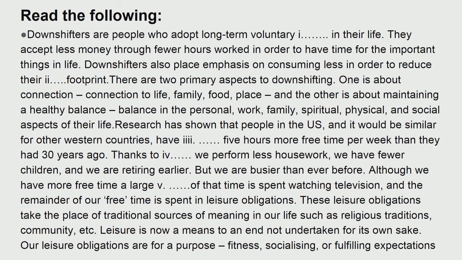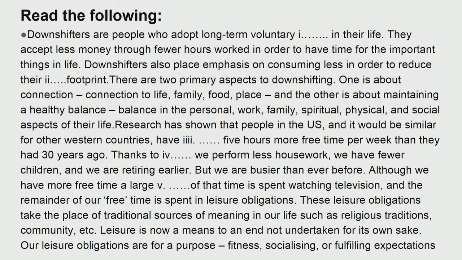One is about connection to life, family, food, place, and the other is about maintaining a healthy balance in the personal, work, family, spiritual, physical and social aspects of their life. Research has shown that people in the US, and it would be similar for other Western countries, have dash 5 hours more free time per week than they had 30 years ago.